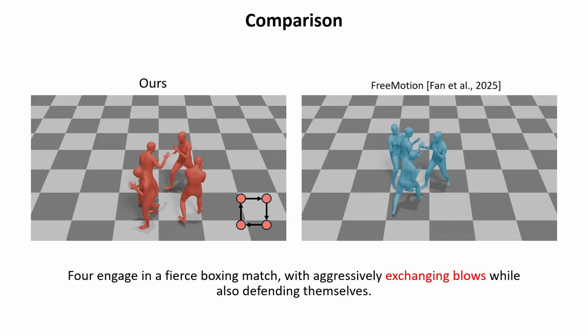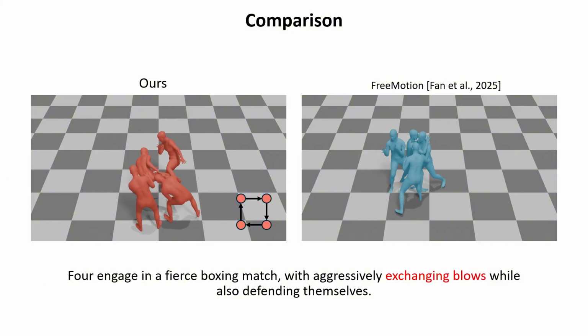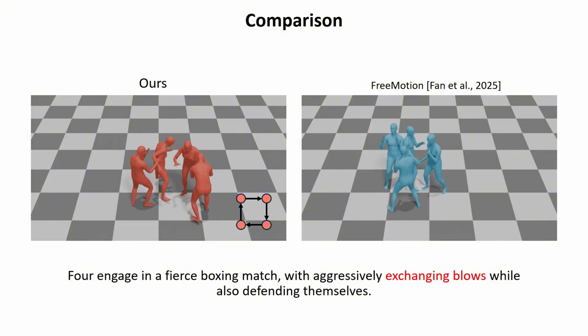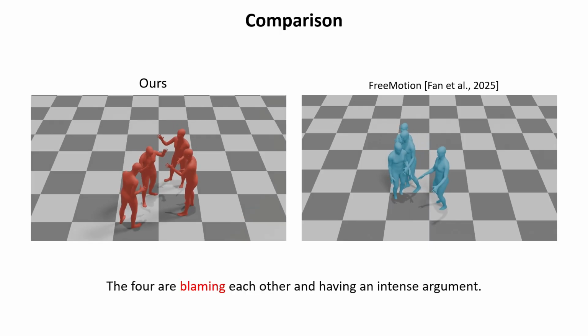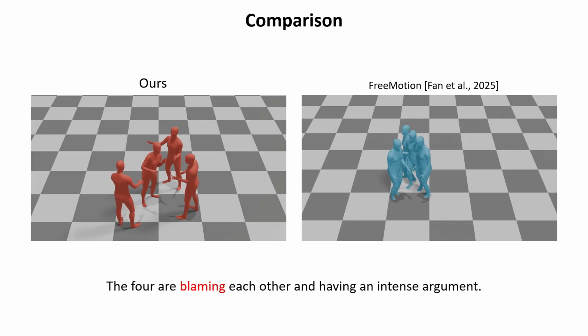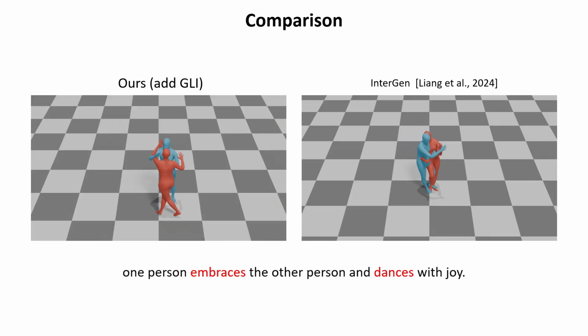Next, we show some comparison results with the state-of-the-art multi-person interaction generation model. It demonstrates that our generated interactions have less interpenetration, align more closely with the two-person text prompts, and are smoother. Then we show that our optimization step with GLI loss successfully reduced the artifacts in close interactions.